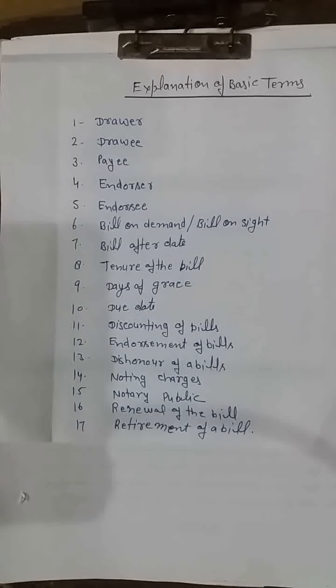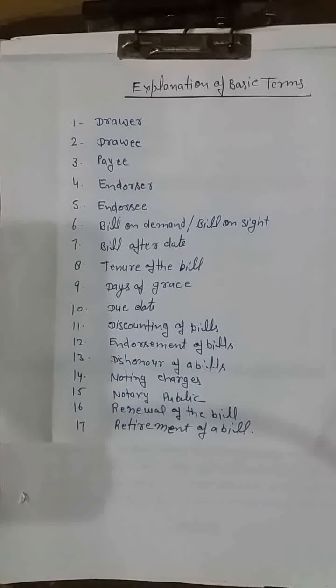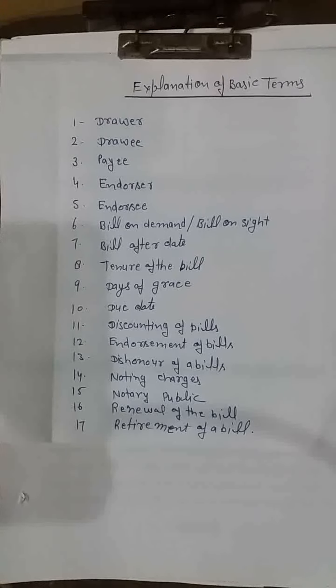So, drawee, देखिए, he is the person upon whom the bill of exchange is drawn. Drawee is the purchaser or debtor of goods upon whom the bill of exchange is drawn. Payee, he is the person to whom the payment is to be made. The drawer of the bill himself will be the payee if he keeps the bill with him till the date of its payment. The payee may change in the following situations.